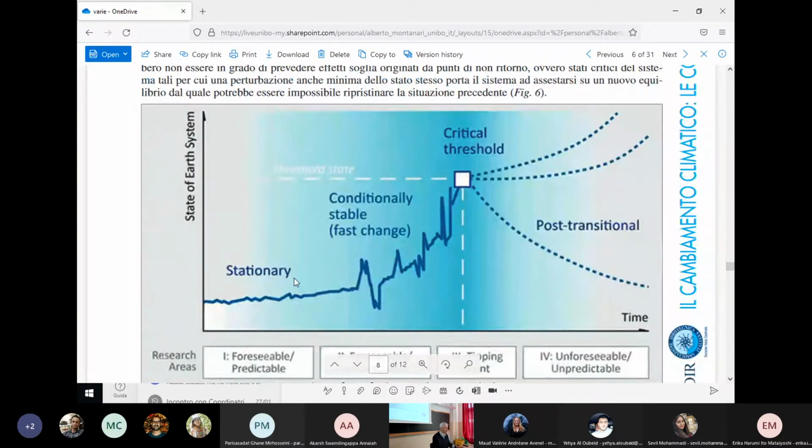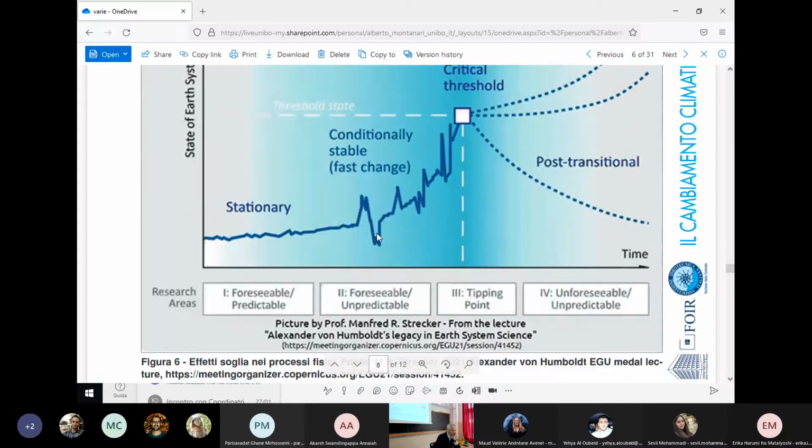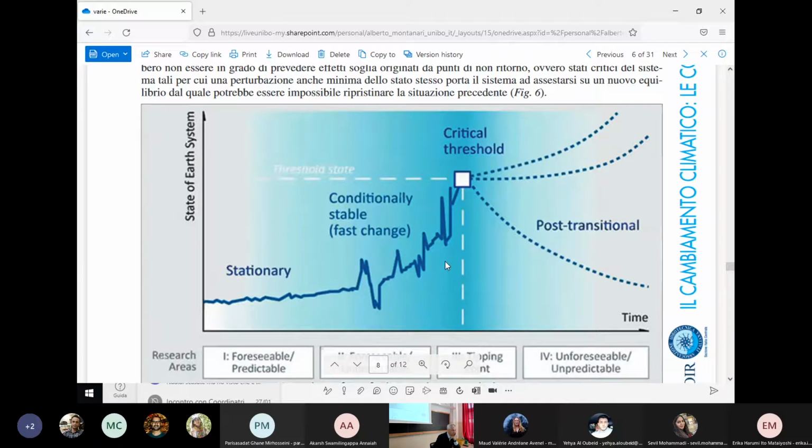This is the figure that I wanted to show you. Let's refer to it with a sketch. This is a figure that I saw during a scientific presentation. I asked permission from the author to reproduce it. Basically, if you refer to a certain state of the Earth system, which may be the state of water resources, groundwater level, you start from a situation which we define as stationary, which means that it's an unperturbed situation.